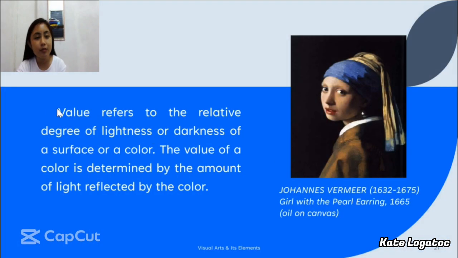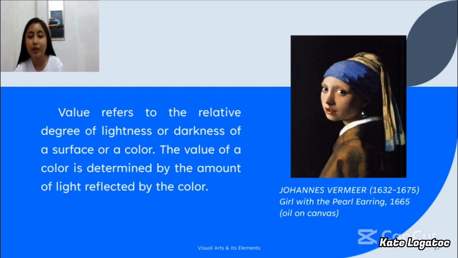So let us now move on to value. So value refers to the relative degree of lightness or darkness of a surface or a color. So the value of a color is determined by the amount of light reflected by the color. So it describes the blacks and whites and grays in works of art, their presence, absence, and relationship to one another. So take a look at the painting of the Girl with a Pearl Earring. So her back is darker than her face, which gives the impression of a shadow.